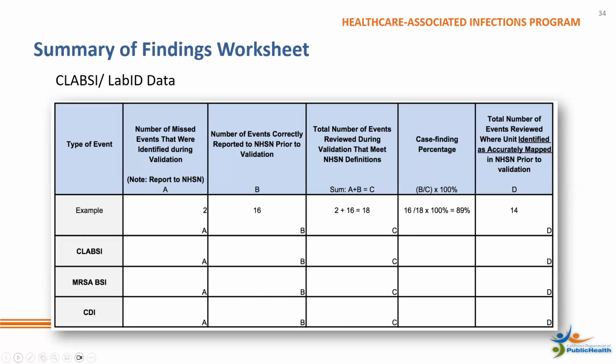And so column C, we have the 2 plus the 16 gives us a total of 18. So for your case finding percentage, you will take the 16 that were correctly reported, divide that by the total of 18, times it by 100, and you have a case finding percentage of 89%. And so lastly, that last column is where you will list how many of those events were accurately mapped in NHSN prior to the validation. And so again, you will use this worksheet for CLABSI, MRSA BSI, and lastly, CDI.